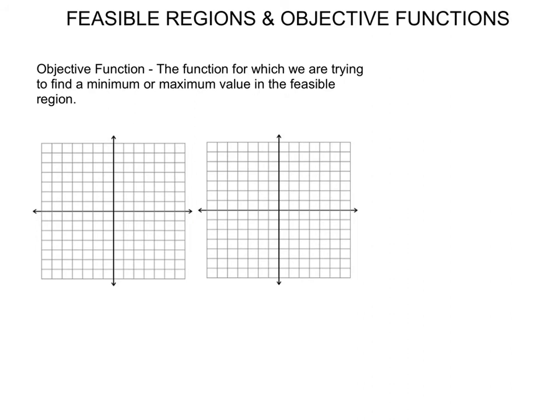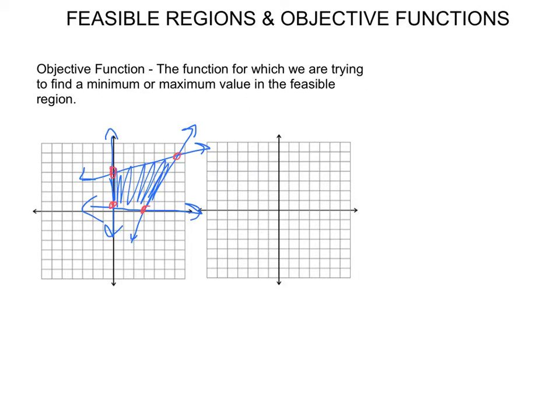Now let's talk about our objective function. Our objective function is the function for which we are trying to find a minimum or maximum value in the feasible region. What that means is, if this is my feasible region here, so let me draw another feasible region. Let's say this is my feasible region, and in this case there will be 4 constraints. So this is my feasible region, and I have my 1, 2, 3, 4 corner points.